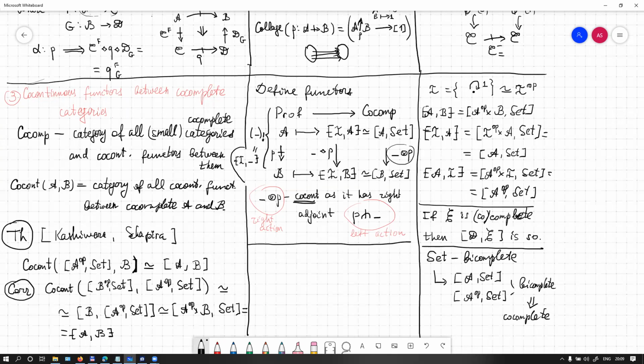Similarly to this, I am defining a functor, which will be denoted as upper star, and which is precisely the contravariant functor, the representable contravariant functor represented by the trivial category, taking prof op to co-complete categories.